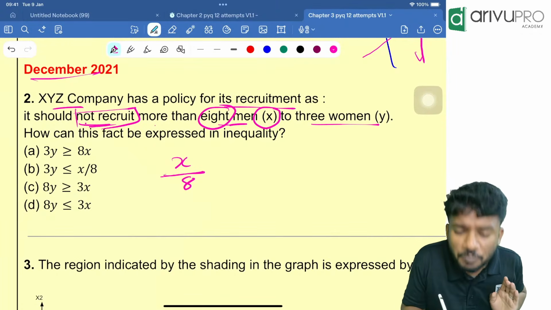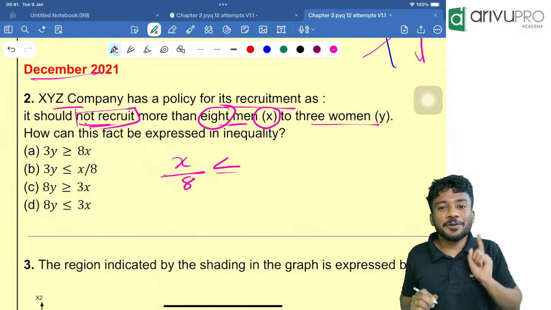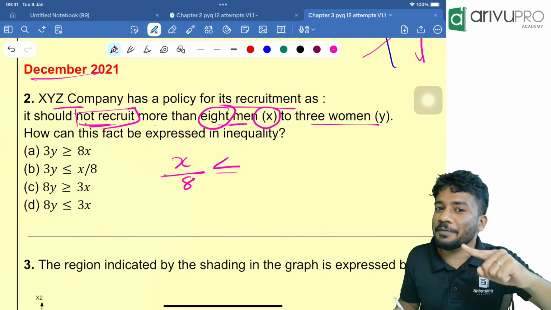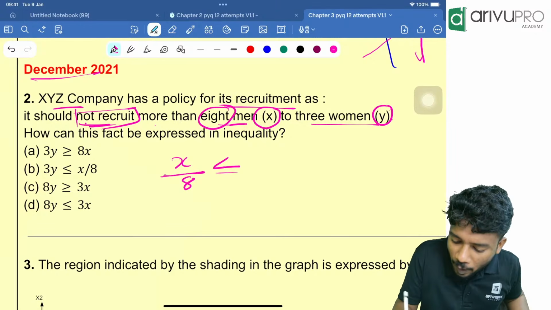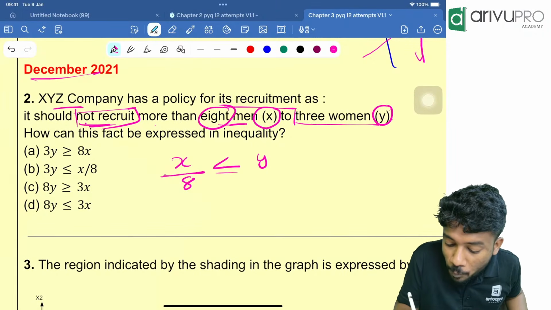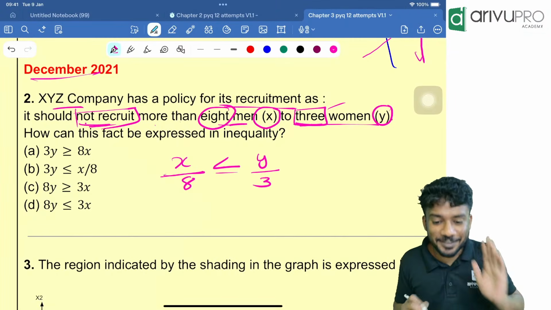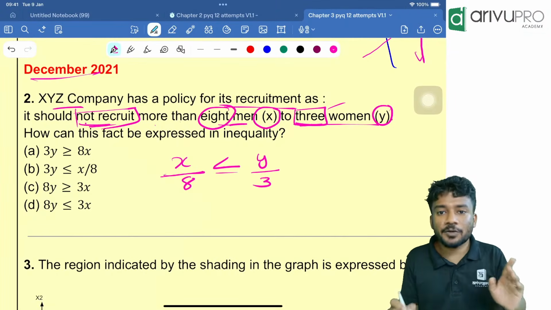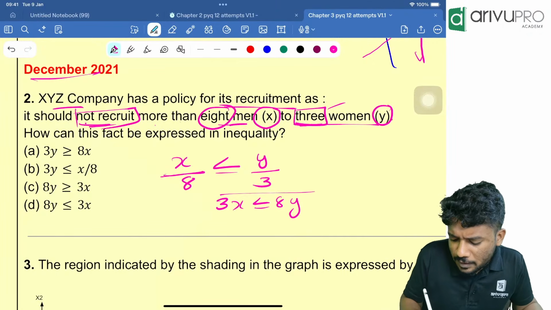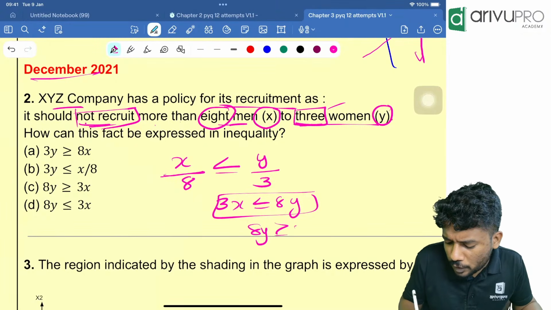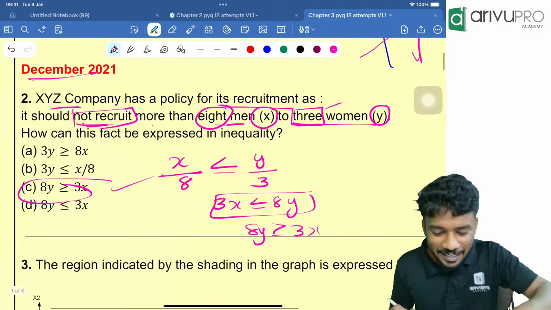Then not more than means what? Less than or equal to, correct? Not more than means less than or equal to, not less than means greater than or equal to. Then what is given? y divided by, how many women are there? 3 women. So this is your answer. This is the shortcut you can solve. Cross multiply. 3x less than or equal to 8y. That means 8y greater than or equal to 3x. Which option is the right answer? Option C is the right answer.